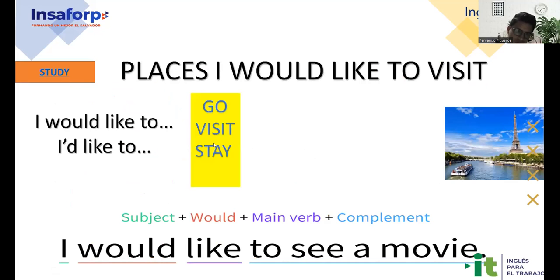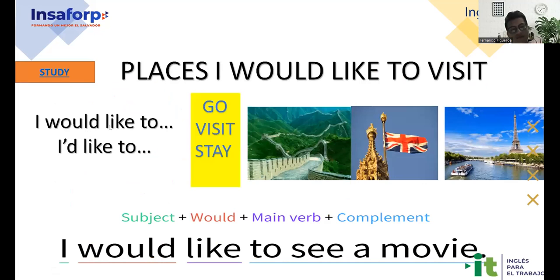Okay. Aquí teníamos algunos ejemplos. I would like to go to Spain. En cuanto a la estructura, forma larga, forma corta. Subject plus would plus main verb and a complement. I would like to see a movie.